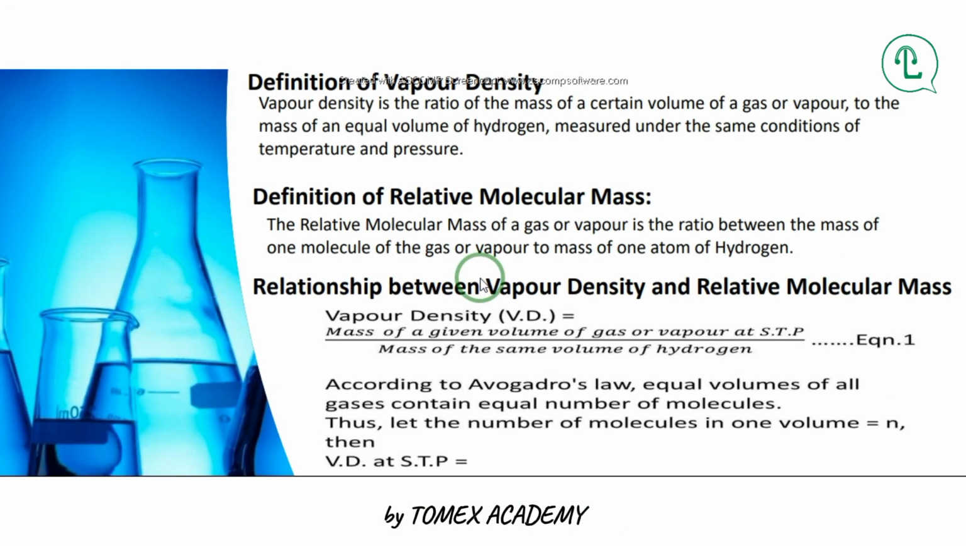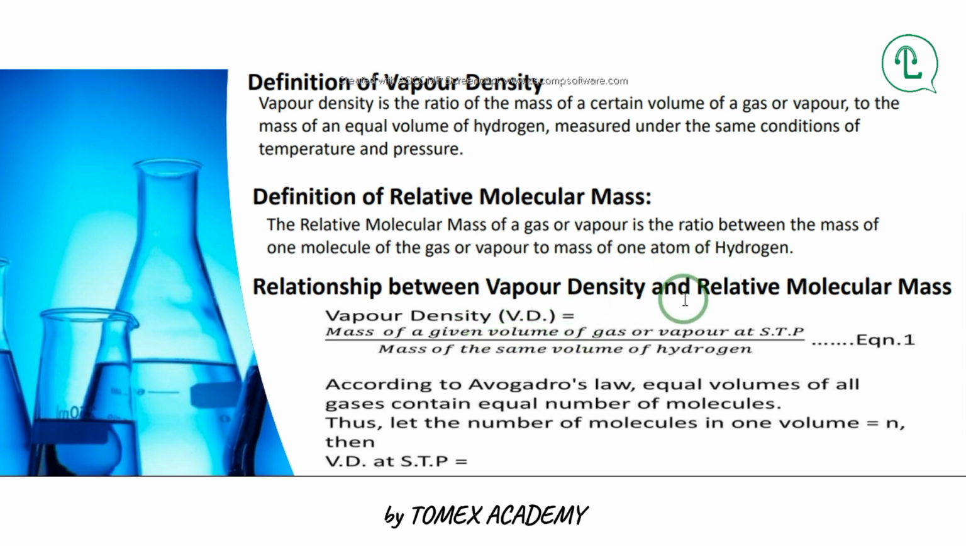We move to vapor density. Vapor density is the ratio of the mass of a certain volume of a gas or vapor to the mass of an equal volume of hydrogen, measured under the same condition of temperature and pressure. Relative molecular mass. The relative molecular mass of a gas or vapor is the ratio between the mass of 1 molecule of the gas or vapor to the mass of 1 atom of hydrogen.